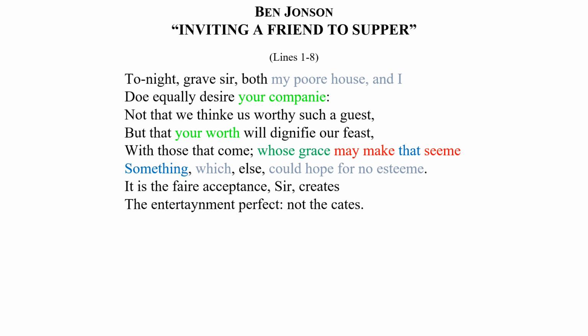The invitation is to you, your company. You are going to be the one who actually dignifies our feast. I'm not bringing all of the glory and good stuff. You're bringing it, and you are elevating this. It's really a delightful expression of friendship and the anticipation that friends bring when they come and attend to us.